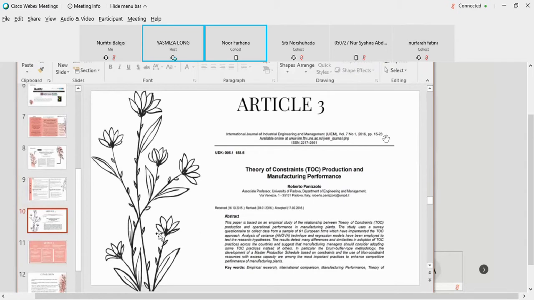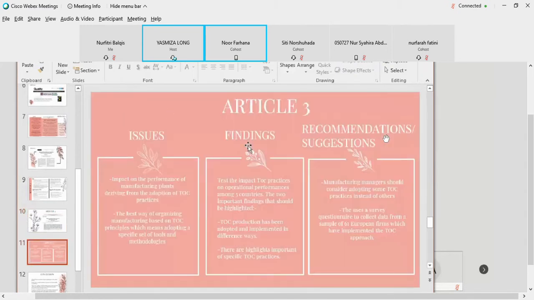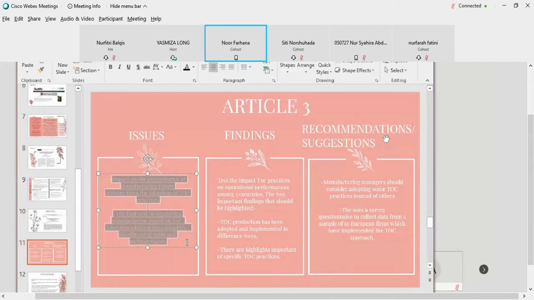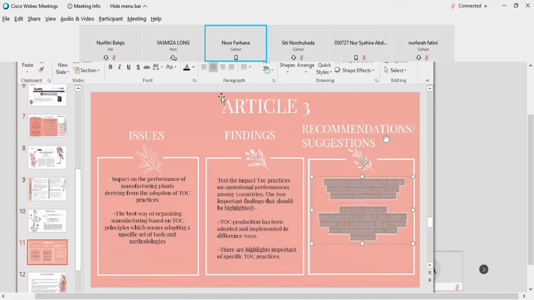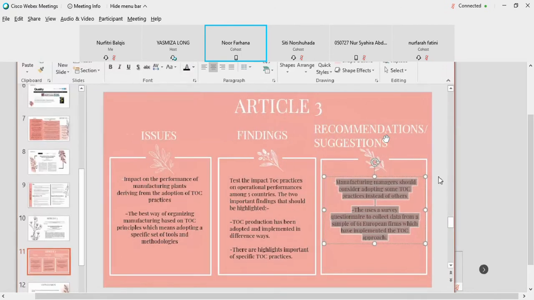The issues of Article 3 are the impact on the performance of manufacturing plants deriving from the adoption of TOC practices. TOC production should be adopted and implemented in an almost identical similar style across different manufacturing plants. The contingency theory of the firm suggests that every company can design its own TOC production strategy in terms of organizations and management. The second one, the best way of organizing manufacturing based on TOC principles, which means adopting a specific set of tools and methodologies.